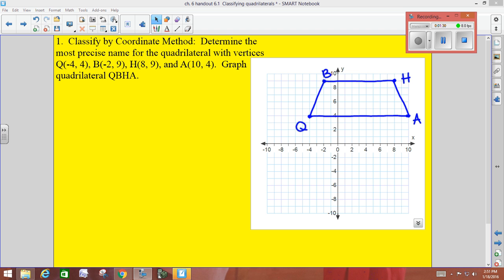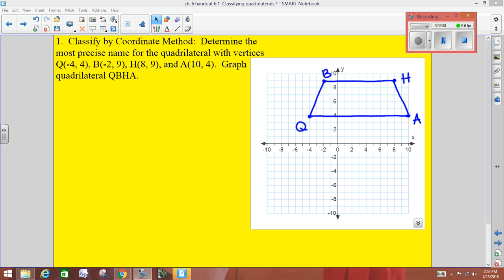Okay, how do you know it's a trapezoid? Yeah, one set of parallel sides. Which ones would be parallel, Spencer? No, which sides on this are parallel? Good, BH and QA. You guys agree that the horizontal lines are parallel? Okay, so trapezoid. Can I get more precise than that?